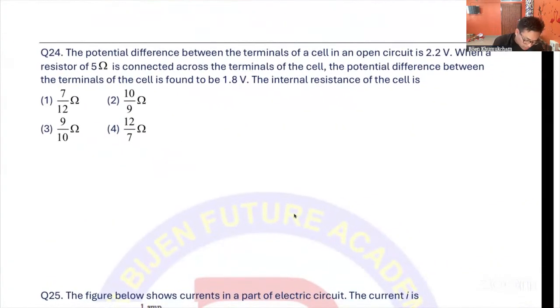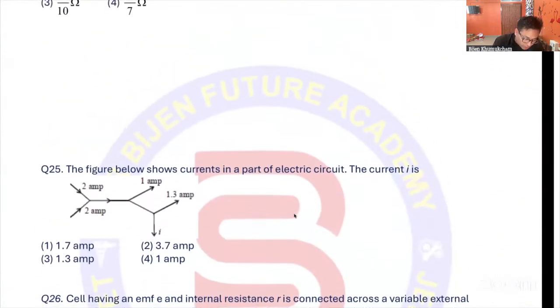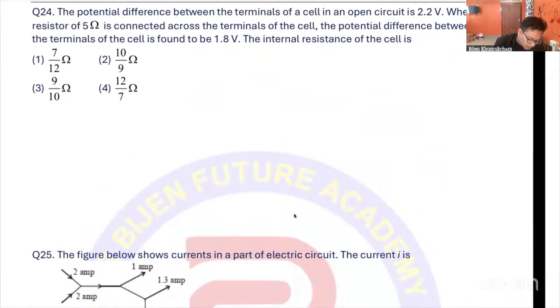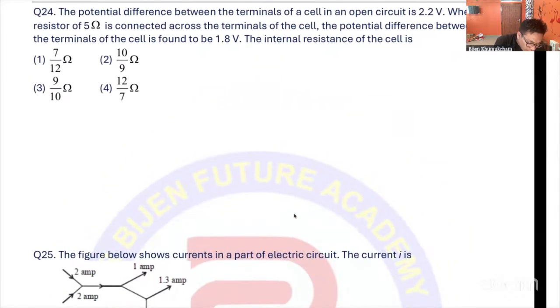Question 24. The last question, then question 25 is over. The potential difference between the terminals of a cell in an open circuit. Open circuit means the battery is not connected to any circuit. So this potential difference is simply the EMF of the cell. Let us use the symbol E, which is nothing but 2.2 volt. Okay, EMF is to be remembered.